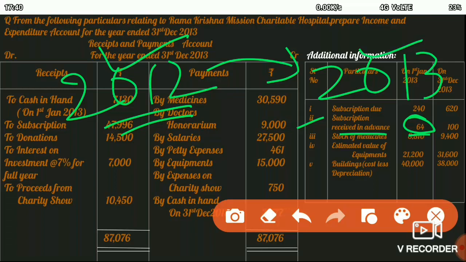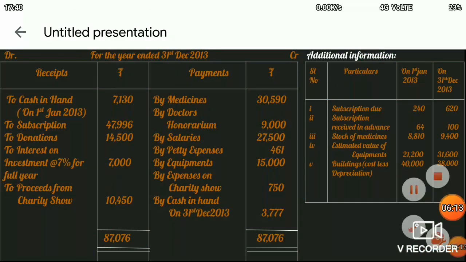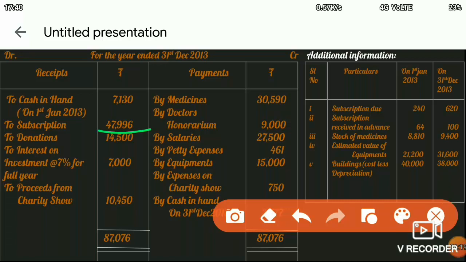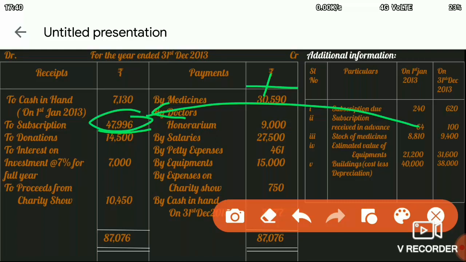That means the members who have already paid it and the organization already received in 2012 will not pay again in 2013, but it is of 2013. That means it will not be there. This amount will not be there in the cash of 47,996, but it is of the current year. In order to show the total subscription, we have to add this item because it is not present in this 47,996.